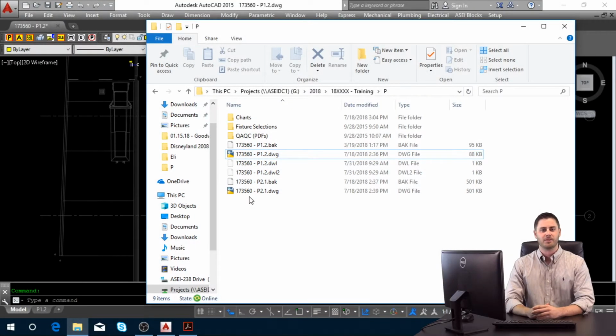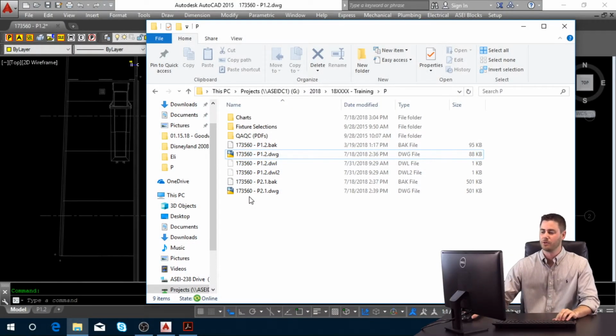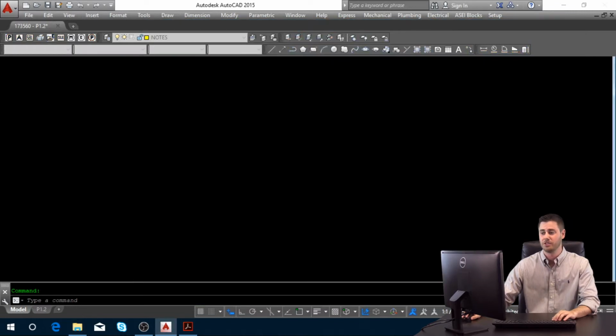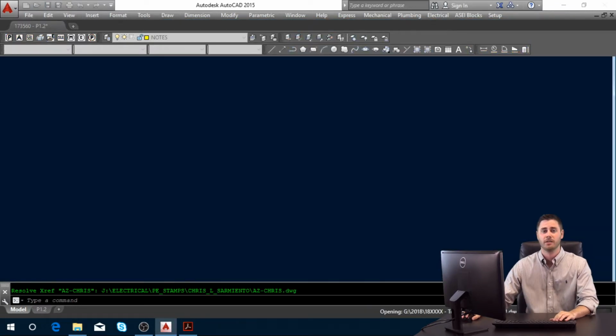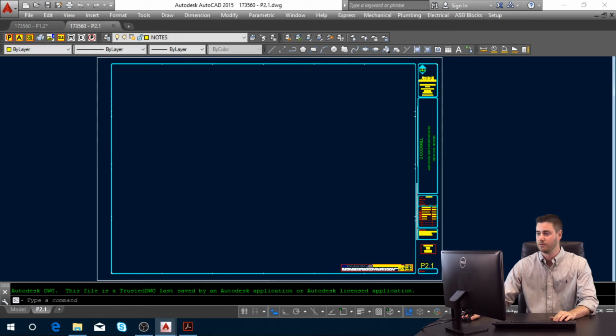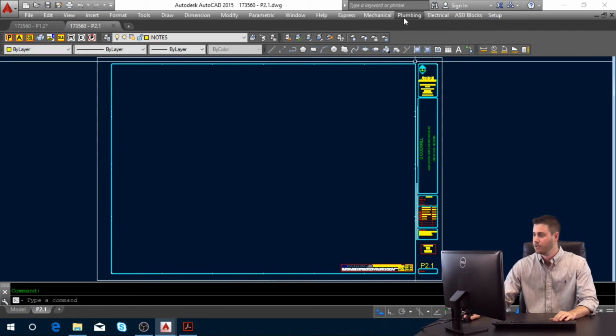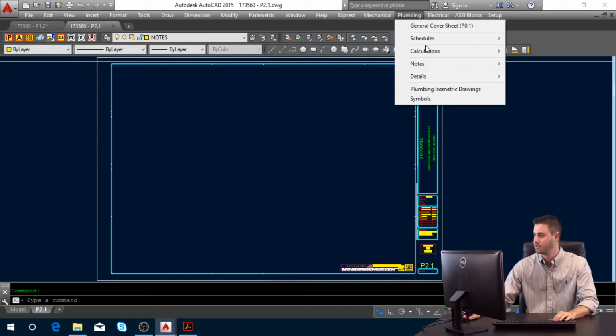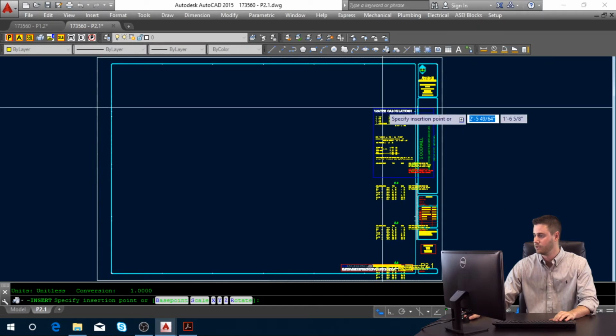The next step is opening your water calculation. You'll go to your P2.1 sheet or whatever sheet you are doing your water calculation on. Bring in the water calculation through the plumbing pull-down menu right here. So you go to plumbing, calculations, water calculation.